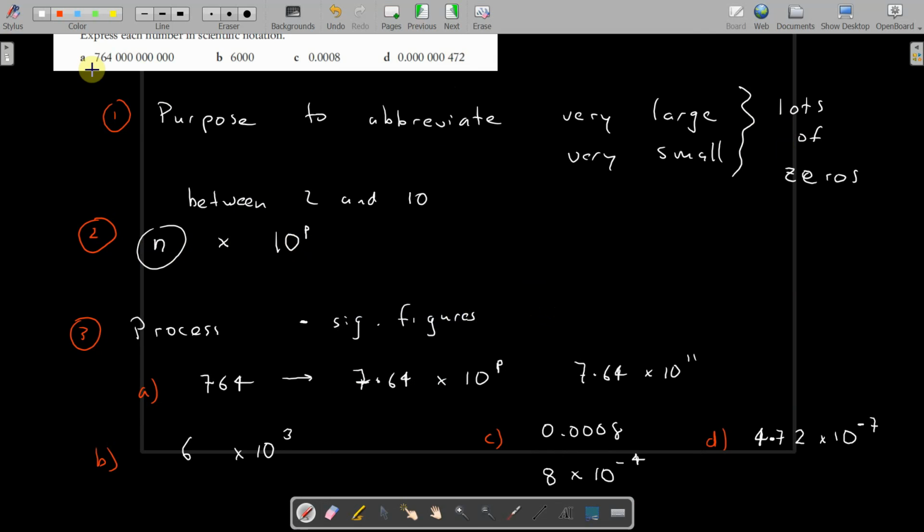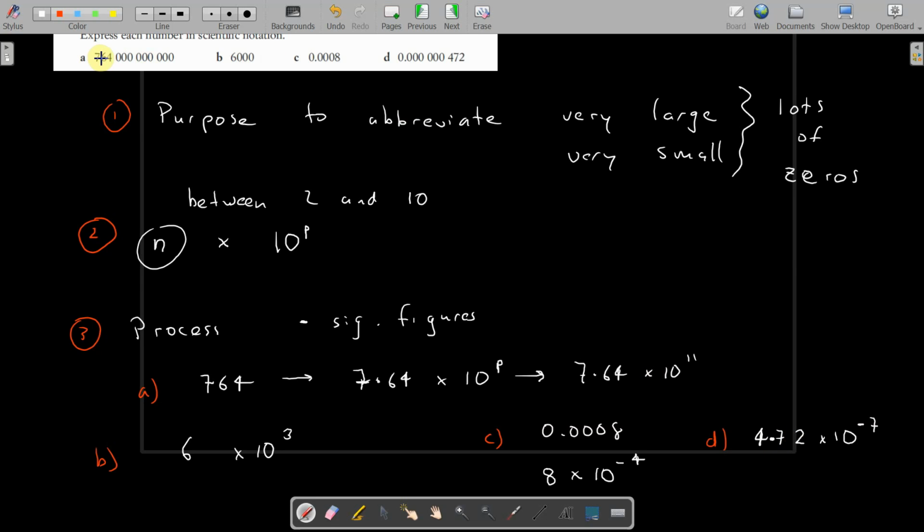And so the way we do it is use the significant figures, create a number between 2 and 10 with those significant figures. Then we have to move the decimal point back to make the numbers the same. 7.64, we had to move the decimal point to the right 11 places. 6 times 10 to the 3, had to move the decimal point back 3. This one's from 8 back to 0.0008, it has to go to the left 4. And this one had to go to the left 7.